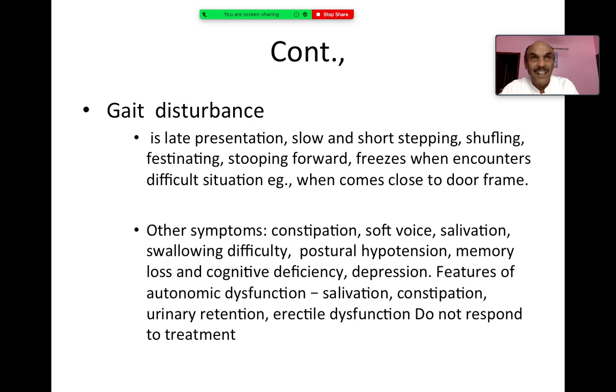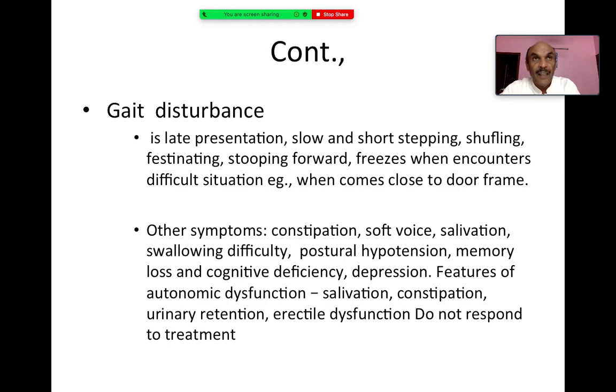His freedom is lost. He cannot maintain a normal stance, so he cannot walk properly. As such, gait disturbance is generally a late presentation. He is slow in walking. He starts short stepping. That means the gait cycle is of short duration. There is frequent stepping and shuffling, in the sense that the gait is not that stable. There is festinating. There is a tendency to fall.